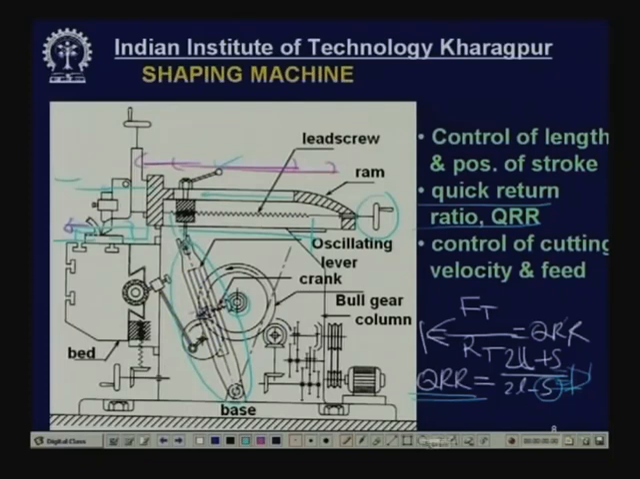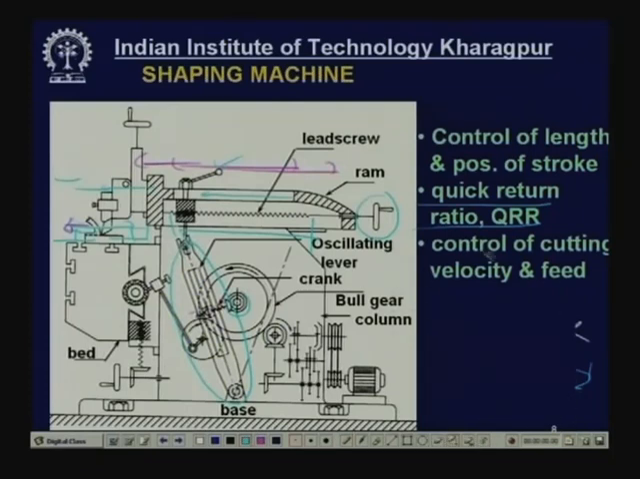Now, next point is the control of cutting velocity. How do we control the cutting velocity? Cutting velocity, denoted by Vc, will be equal to the length of stroke, that is S, by number of strokes per minute, and this is the total length divided by or equal to 1 into 1 by Q. Q is the quick return effect. So, stroke length and Ns.